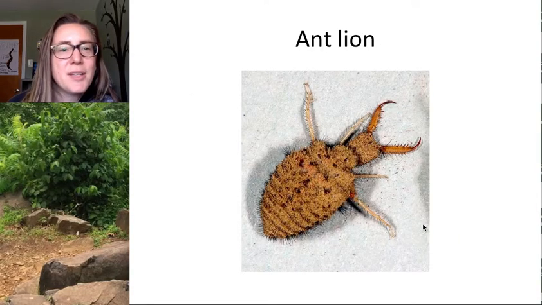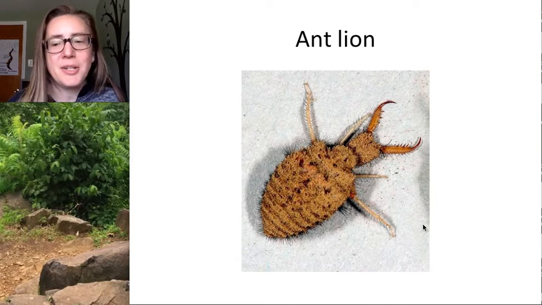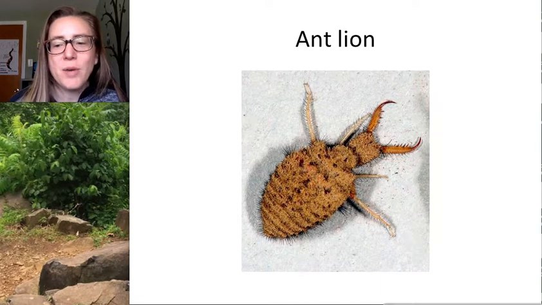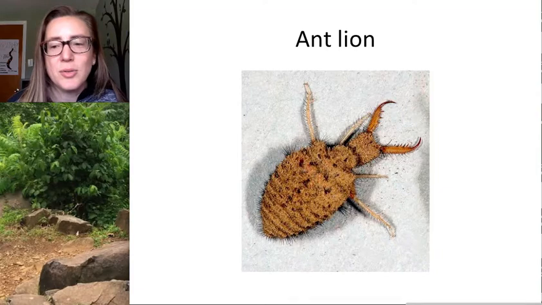Ant lions were actually in the Marshmallow Madness competition from last year, and I have a video of what an ant lion does in the dunes. So I think I'm going to play that for you now.